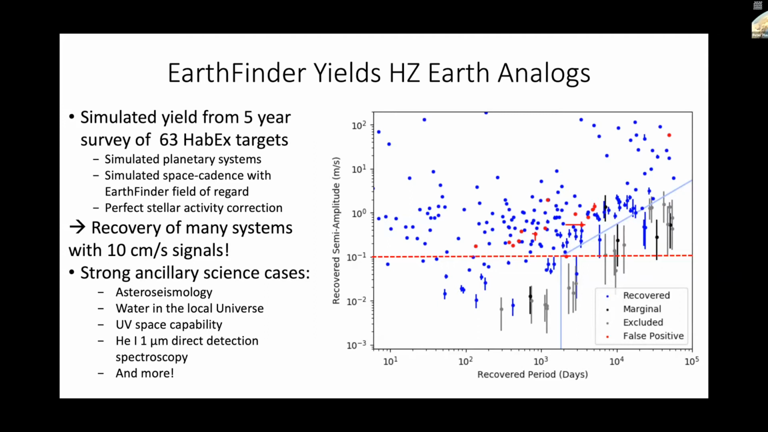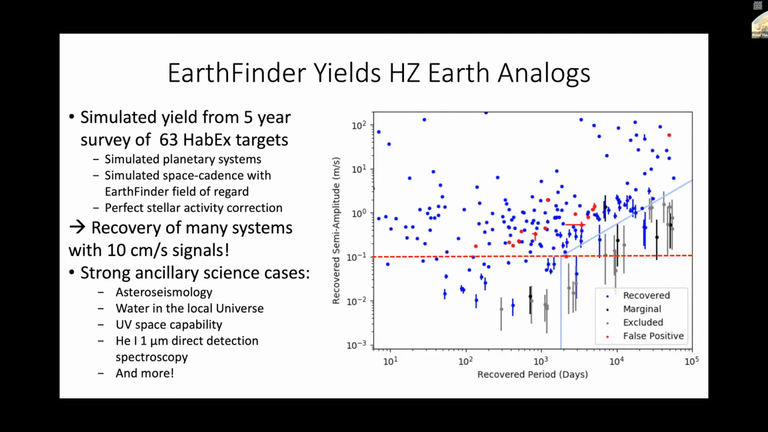If we're looking for habitable zone planets on 1 to 2 year orbital periods, and we have this seasonal alias on the ground, that's an alias in our analysis that's hard to get around. But in space, you'd replace that with two 6-month visibility windows, which would completely alter the aliases in searching for habitable zone analog signals. And in addition, there's a huge number of science cases: astroseismology, direct spectroscopy of exoplanets, water in the local universe, a UV space capability post-Hubble, and more. And I think that's all I wanted to say.